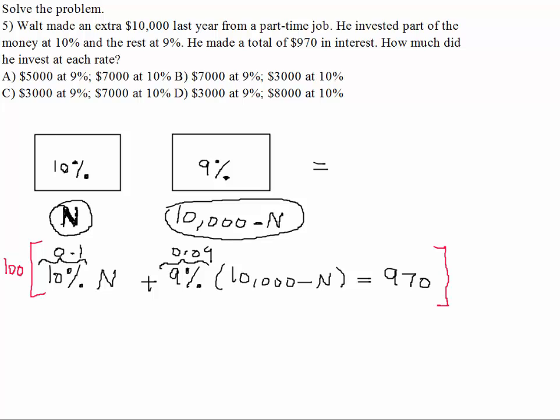Okay. So if you multiply the first term by 100, you get 10n. If I multiply the second term by 100, you get 9 times 10,000 minus n. And don't forget to multiply the last. You have to multiply 970 by 100 too. If you forget that, you get the wrong answer. So you have to multiply this term by 100 too. So we multiply each number by 100. Are there any questions up to this point, anyone?